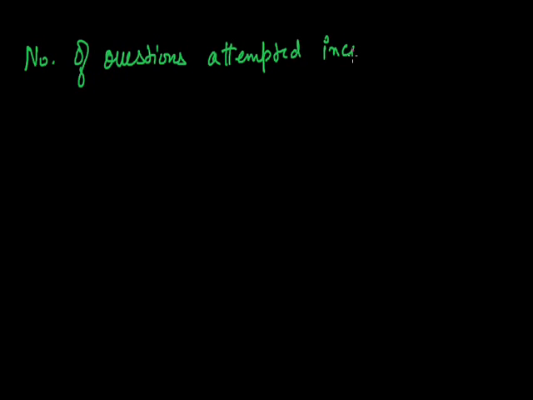So the number of questions she has attempted incorrectly will be 26 divided by 2, that is equal to 13. That means she has attempted 13 questions incorrectly. That's why she has got minus 5 marks.